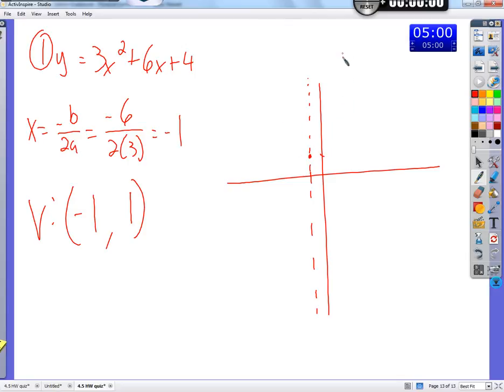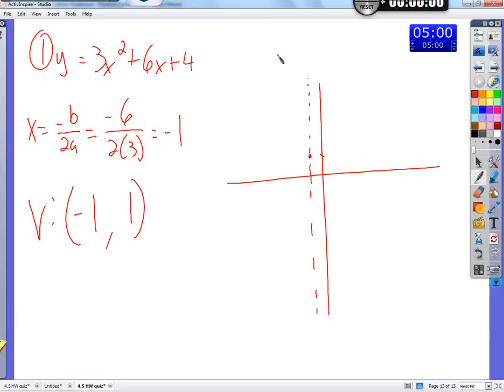If it has zeros, that means the graph will cross the x-axis, right? To find the zeros means make y equal zero, factor it, and solve it, right? But if we look at the graph, we know it's going to open up. So y is never going to be equal to 0. Y at the least will be 1, and then it will just go up from there. All the y values are bigger than 1.